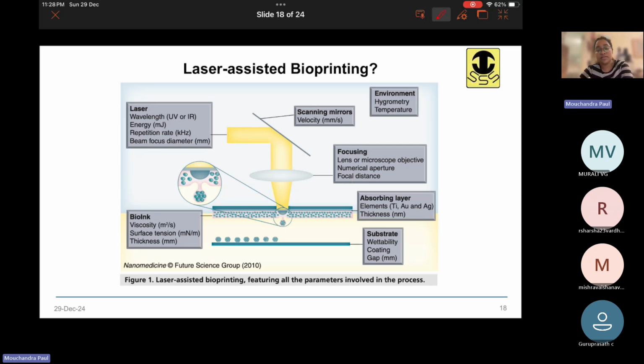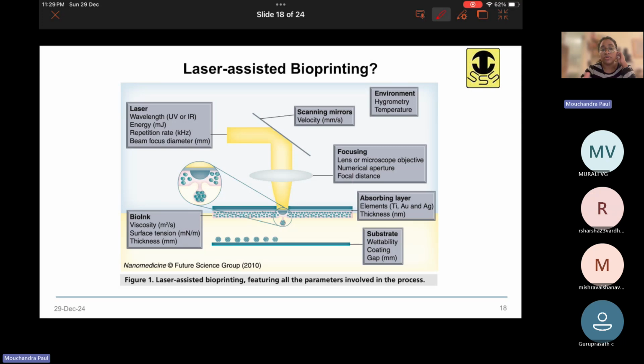And all these droplets fall on a substrate. So the printing step will also be affected by how far the substrate is from the ribbon. The wettability of the substrate will also determine the morphology of the droplets that are going to be formed ultimately. Then another parameter that one needs to take care of is the viscosity, surface tension, and the thickness of the bioink. If the bioink layer is very thick, then it's possible that the droplet may not form.